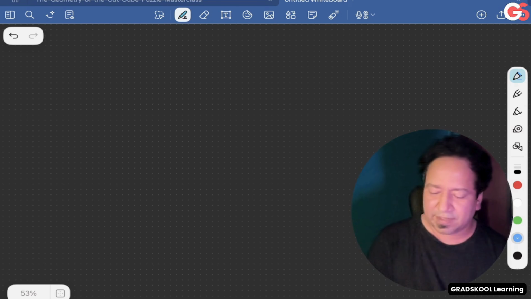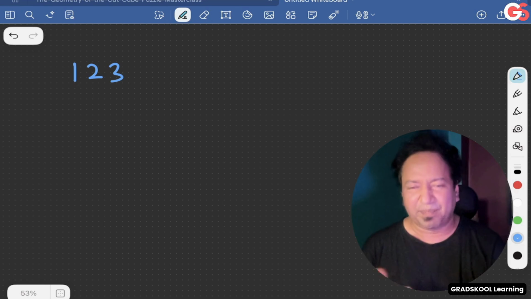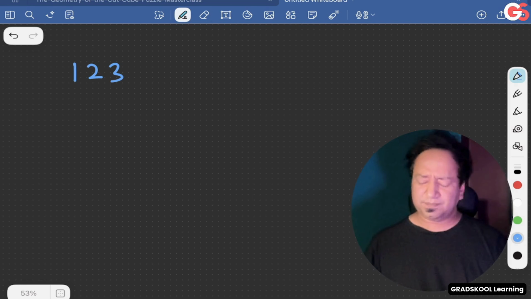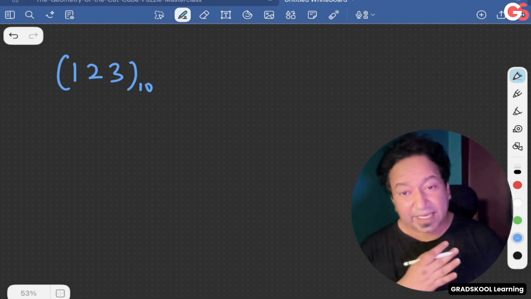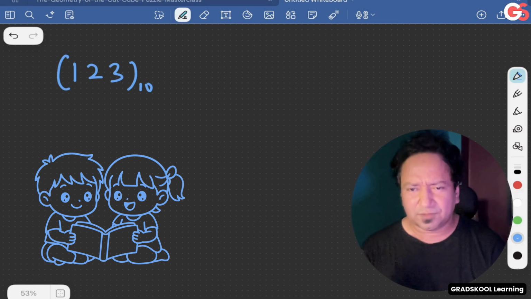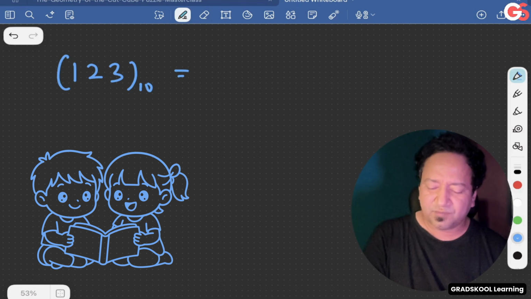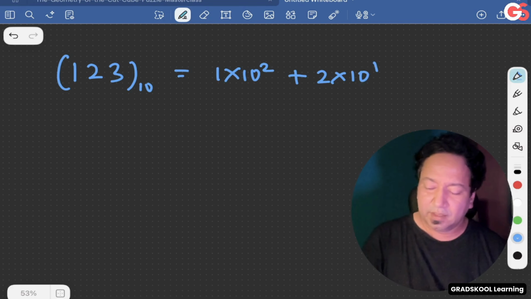For example, if I write a number like 123, if the base is not given, we assume the base to be 10. That is the default because we are using the decimal number system. But just for the sake of it, I'll write 10 over here. Now, if I expand this, all of you must have done this in maybe standard 3 or 4, this becomes 1 multiplied by 10 square plus 2 multiplied by 10 to the power 1 plus 3 multiplied by 10 to the power 0.